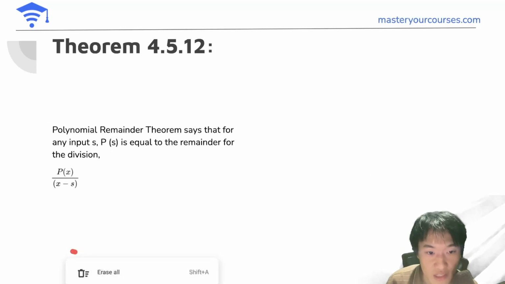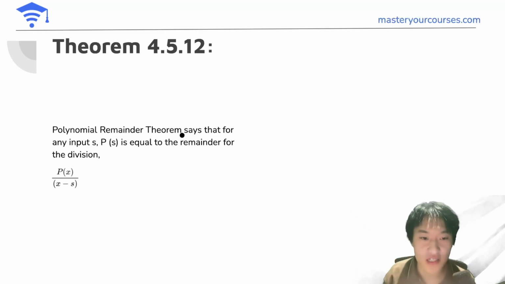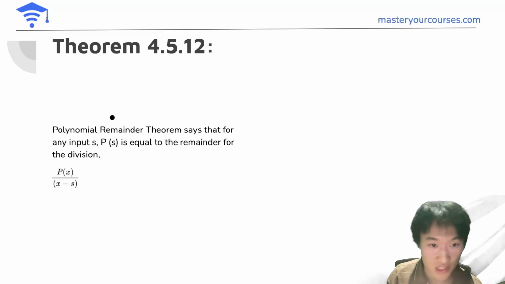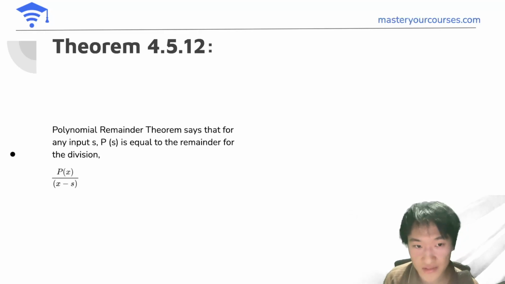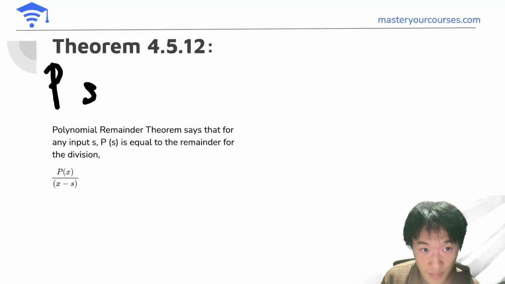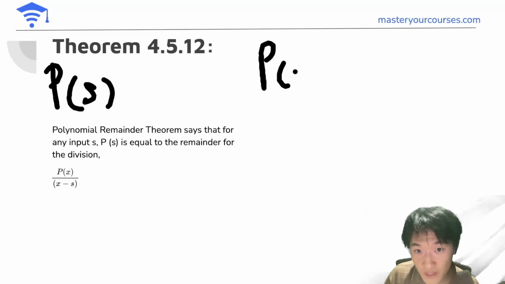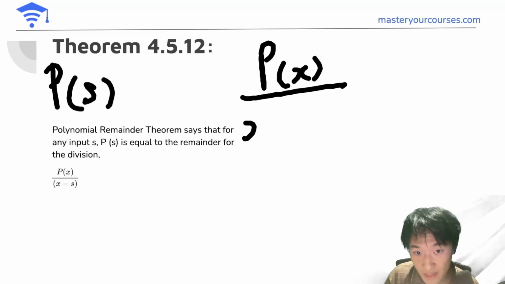So now we have an interesting theorem about polynomials and remainders. Basically it says that, say s is some number. Then what this theorem says is that p of s, the polynomial evaluated at the point s, is equal to the remainder of the division of the polynomial by x minus s.